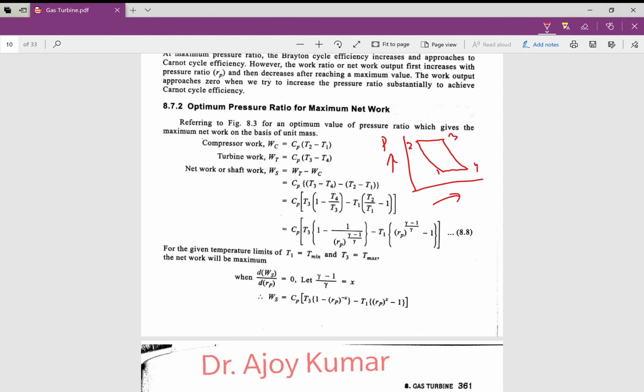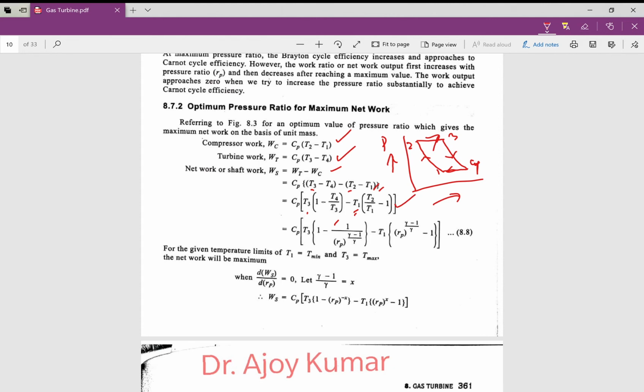So compressor work is T2 minus T1. This is your compression process, T2 minus T1. Turbine work is T3 minus T4, right? And net work is turbine work minus compressor work, right? So here let us take T3 common. So we can write 1 minus T4 upon T3. Here also let us take T1 common. So we can write like this.